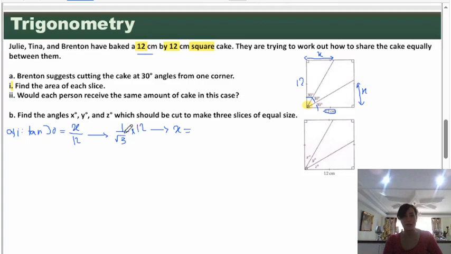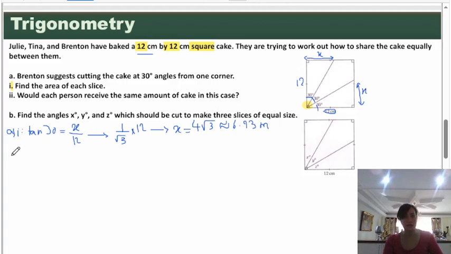So I find it, rationalizing, square root of 3 over 3, which would be 4 square root of 3. And if I find this amount, it gives me almost 6.93. Okay, and all the length is in meters. Now I found the height.